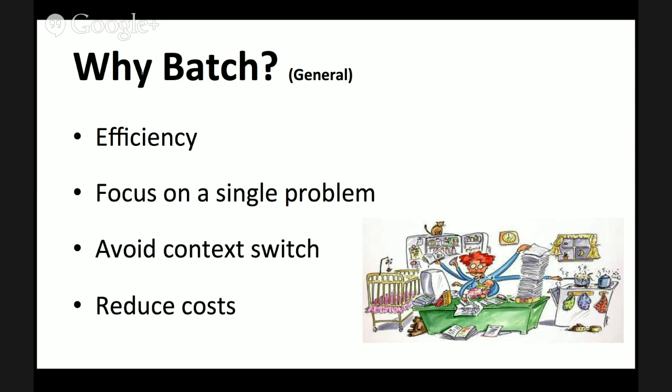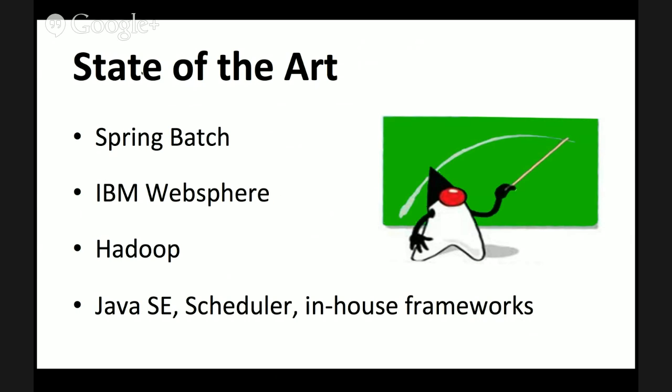Time is money, right? And if I can do things much quicker, I'm going to cut costs. And if you use the example of the oven, when I'm saving power by doing a lot of stuff at the same time, instead of doing one single thing at a time, I'm going to reduce all the costs. So let me give you just a bit of the state of the art on batch in Java.